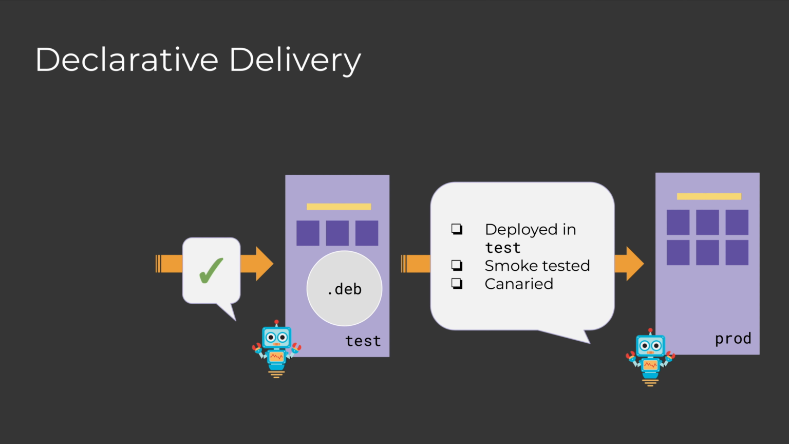When we're checking the next environment, we see that, yes, it has been deployed in test, but it hasn't passed these other constraints. So it doesn't qualify to be deployed into production, but we can take action to make sure that those constraints will eventually be satisfied, like running the tests and canarying with the proper configuration.